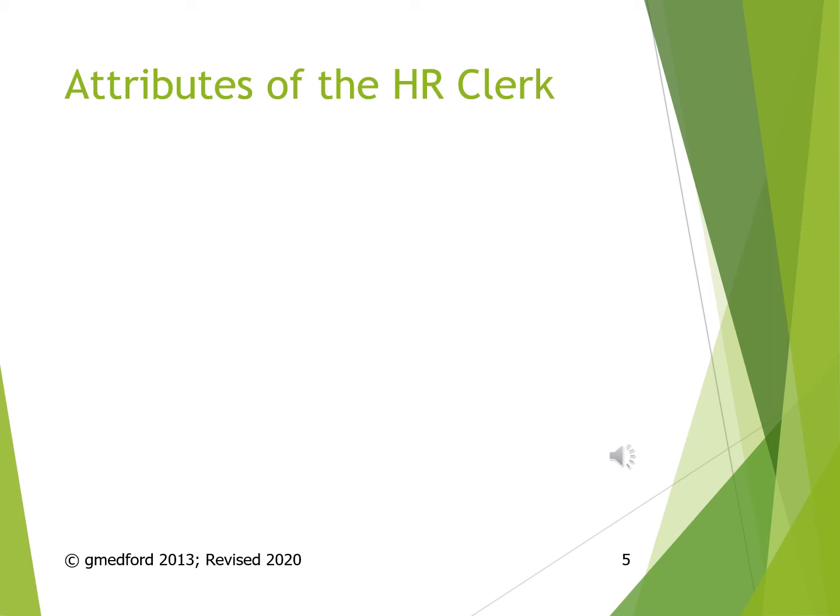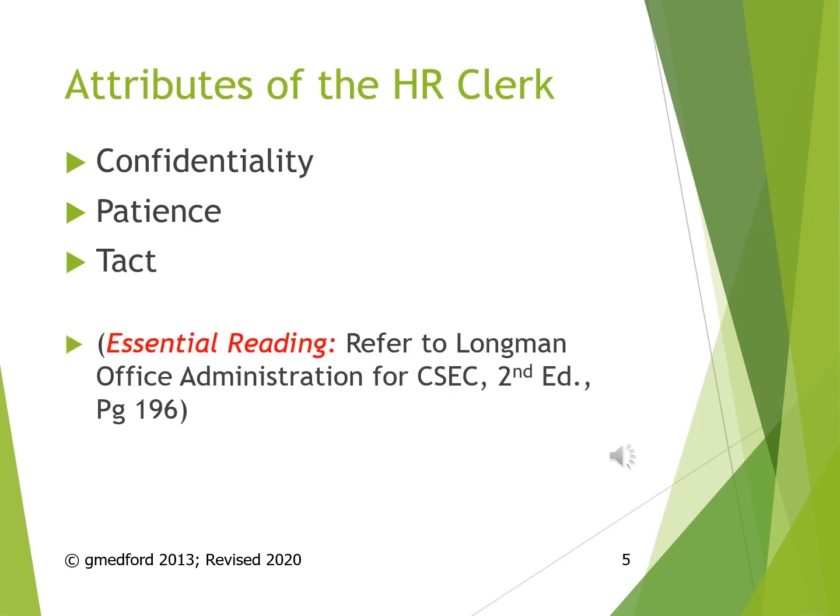According to the Merriam-Webster Online Dictionary, an attribute is a quality, character, or characteristic ascribed to someone or something. Attributes that the HR clerk should possess are confidentiality, patience, and tact. To ensure that you understand the meanings of these words and how they relate to the Human Resource Office, you are asked to refer to your textbook for the essential reading identified here.